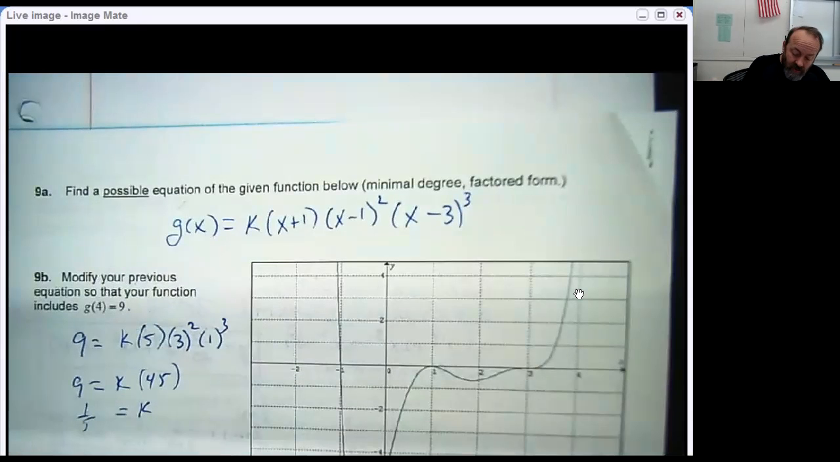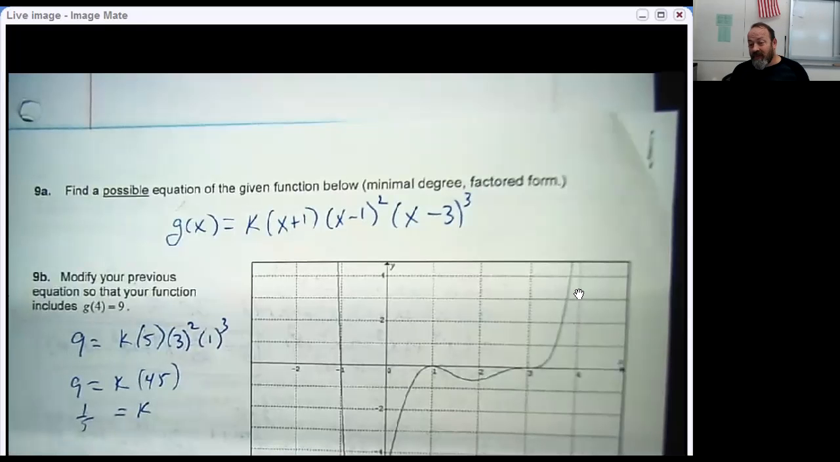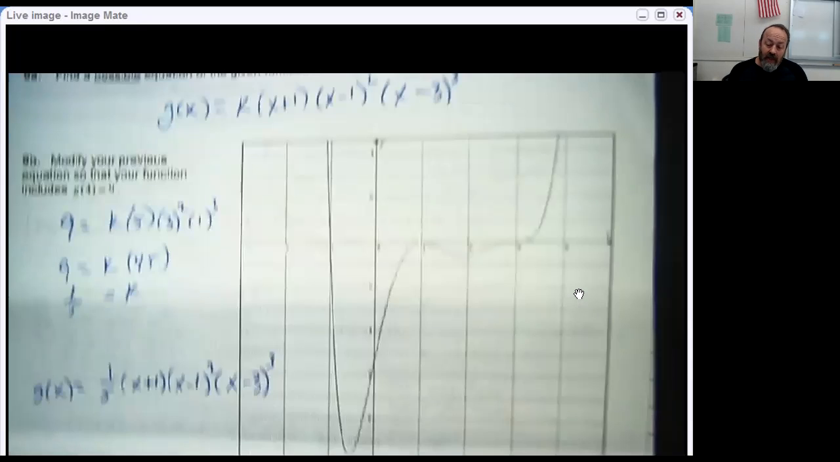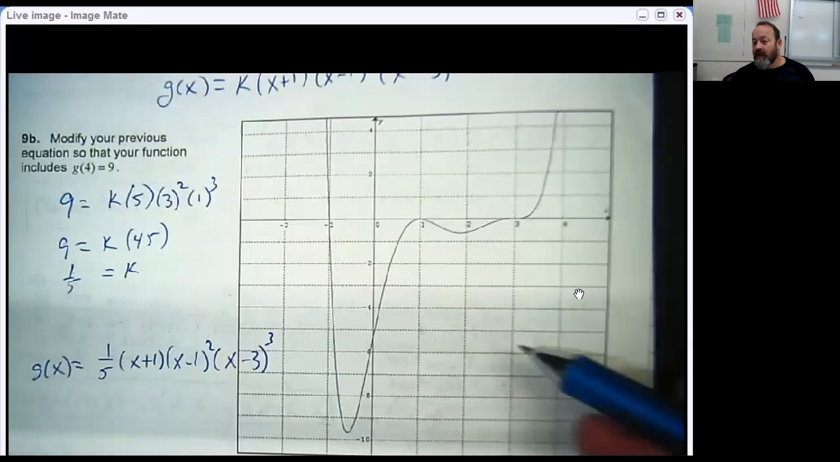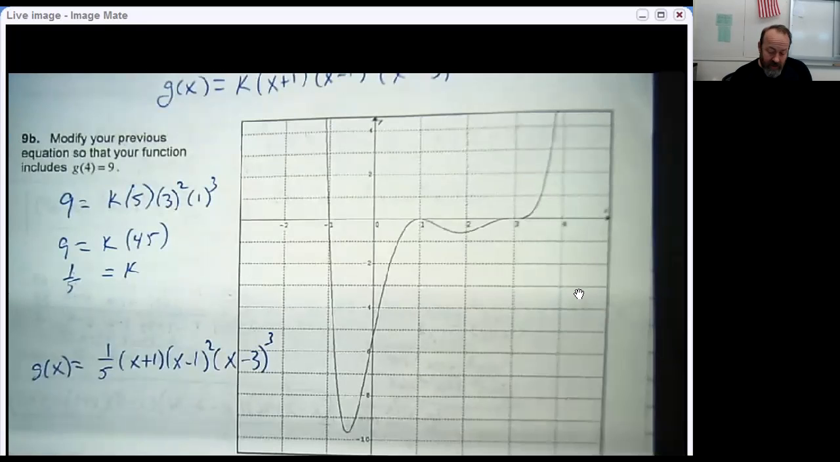So my literal equation, not the general one, but the very specific equation, is 1/5 of x plus 1, x minus 1 quantity squared, and x minus 3 cubed. And if you actually graph this in Desmos or on your graphing calculator, this is the exact graph that you would get under that window, because that's kind of how I did it.